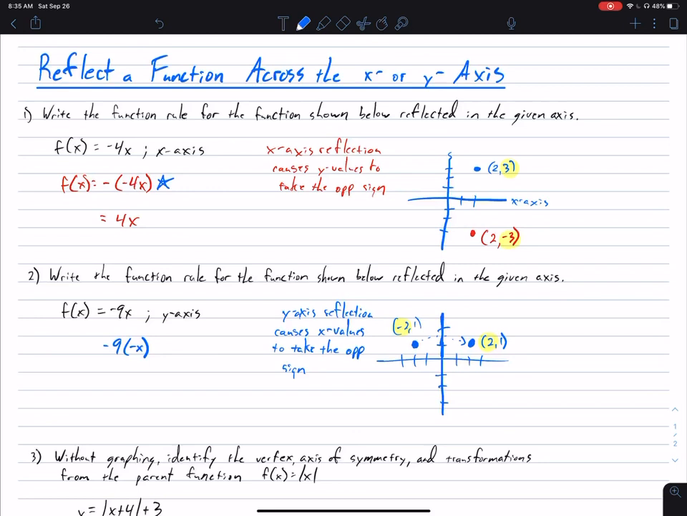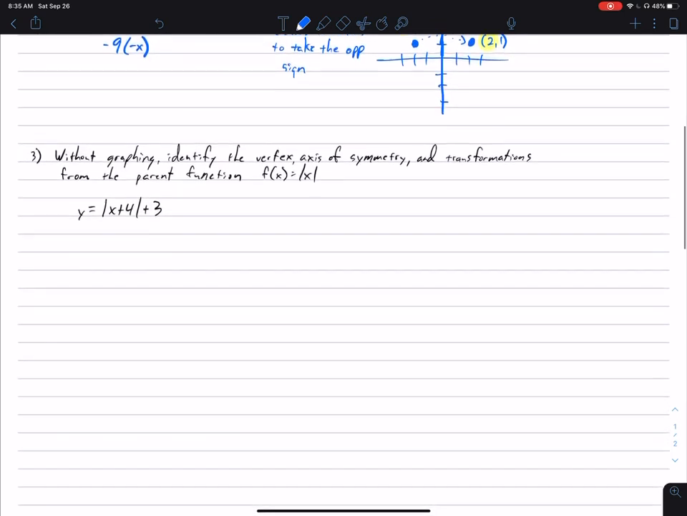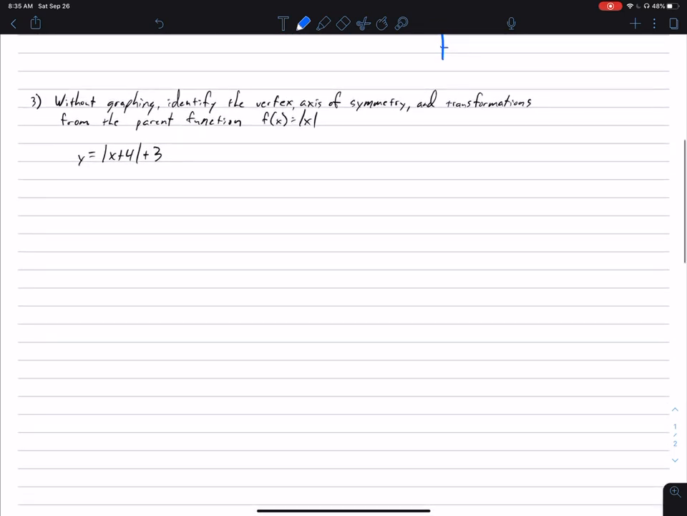So just to review that, in an x-axis reflection, the entire function, the y, is going to become negative, and then in a y-axis reflection, the individual x in parentheses there is going to become negative. So let's take a look at number 3. Without graphing, identify the vertex, axis of symmetry, and transformations from the parent function.